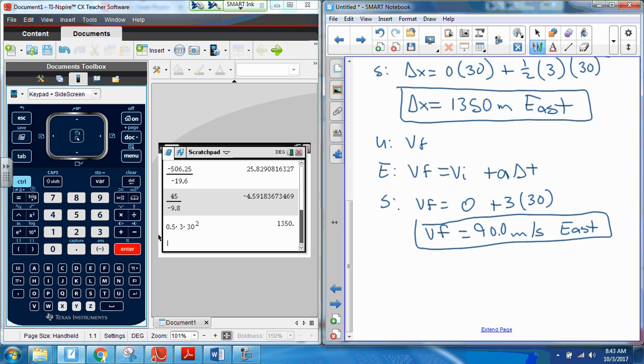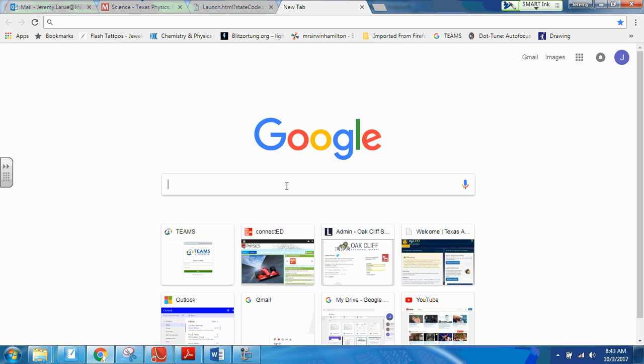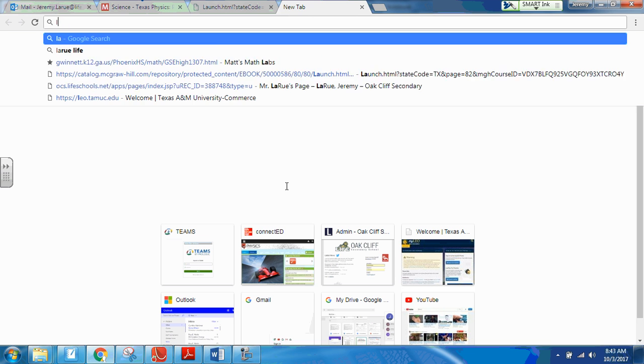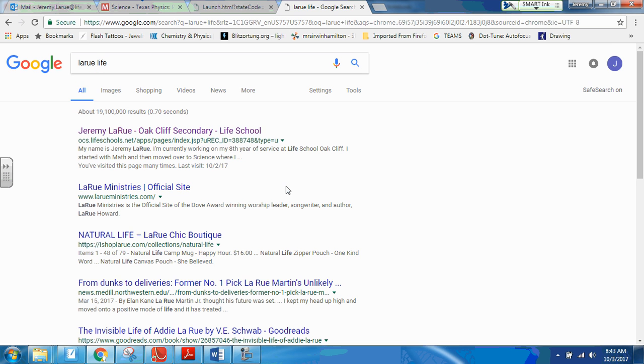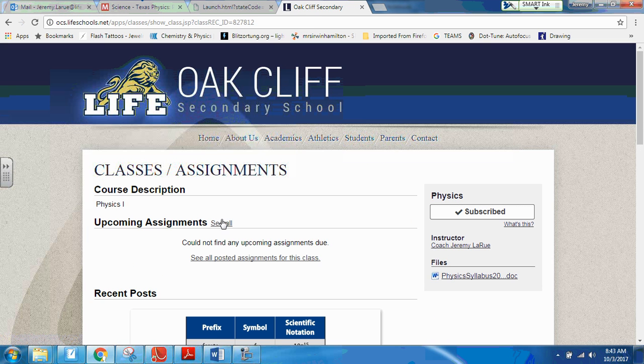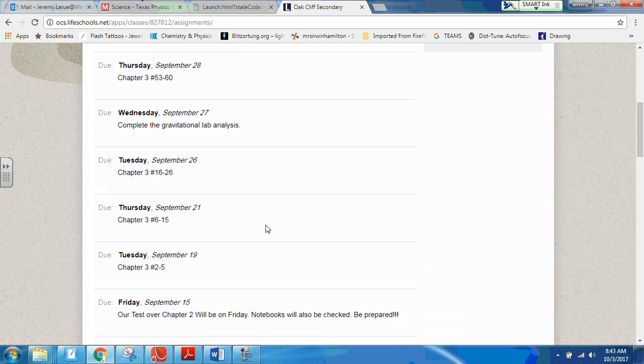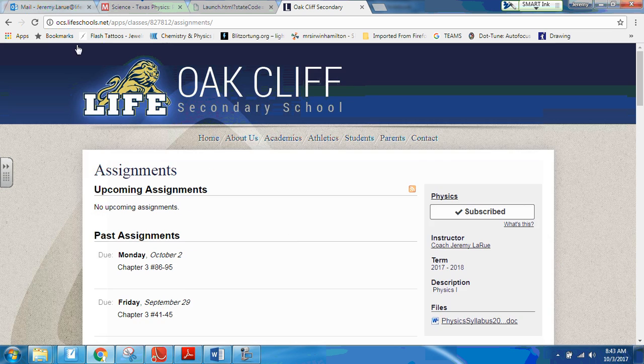The other thing you need to remember is tomorrow is your notebook check. All of the assignments are on the website. Again, I'm going to go to the website for those of you who don't know how to do it. You type into the Googles LaRue, that's Larue, and life. Click Oak Cliff Secondary, click your physics class, hit see all on your upcoming assignments. All of the Chapter 3 assignments and the lab are due to be checked tomorrow.